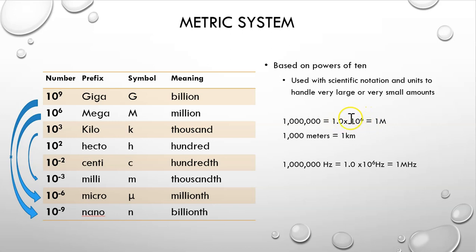Scientific notation is simply a number times the unit. Remember, here is mega, which is equal to 10 to the 6. So we can have 1,000,000 equals 1 times 10 to the 6. 1,000 meters is equal to 1 kilometer. We've replaced the 10 to the 3 with K, and so now we have 1 kilometer. Megahertz is 1,000,000 hertz, and so it's equal to 1 times 10 to the 6 hertz, which equals 1 megahertz.